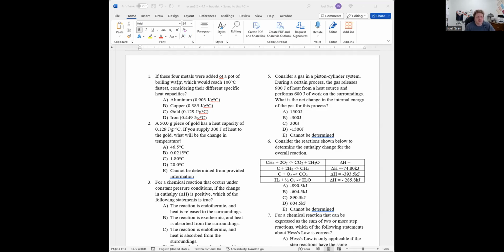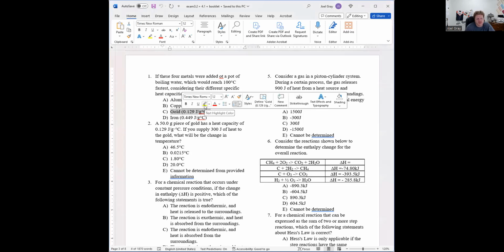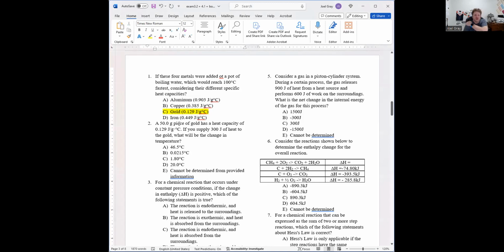All right, so this is exam 3.2. I'm going to move through this as briskly as possible. The first question reads, if these four metals were added to a pot of boiling water, which would reach 100 degrees fastest, considering their different specific heat capacities? So the correct answer to this is the metal that has the lowest specific heat capacity, because that's going to most easily change temperature based on the amount of heat added.